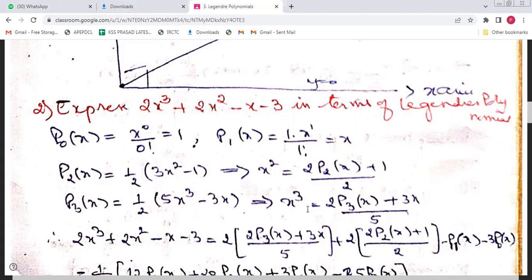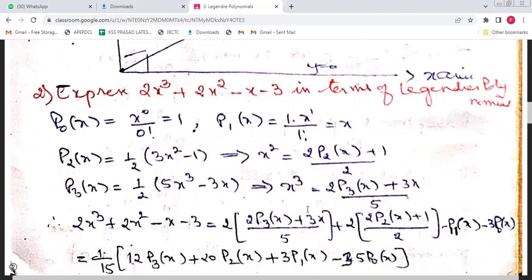Wherever x square appears, we should write it as 2P2 of x plus 1 divided by, actually it should be 3, by mistake I have written as 2. So please correct it and simplify. You will get the required answer.